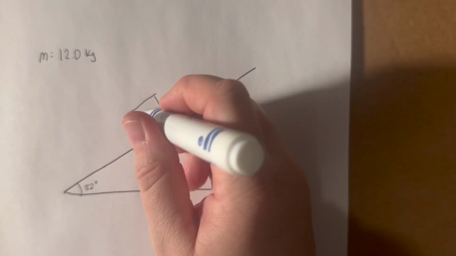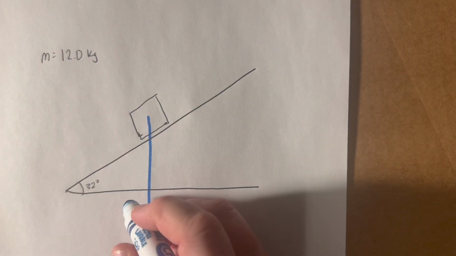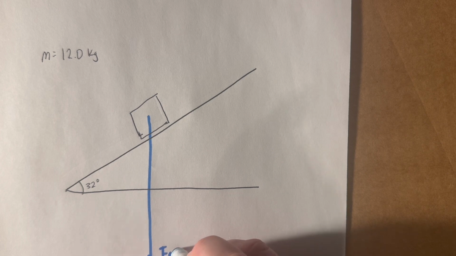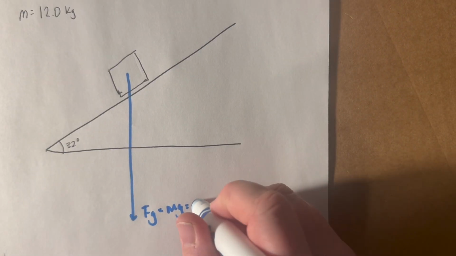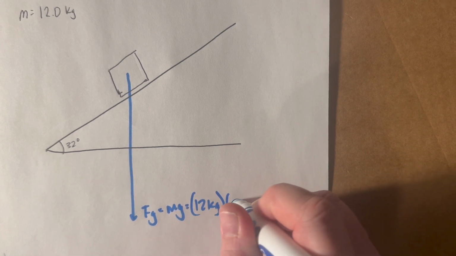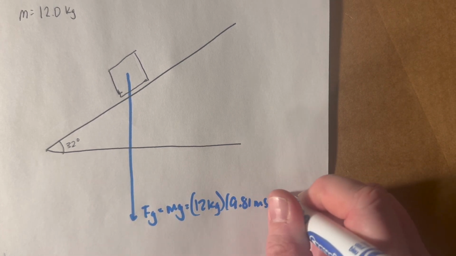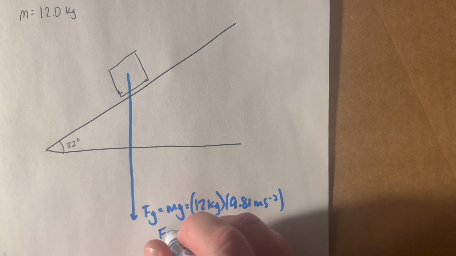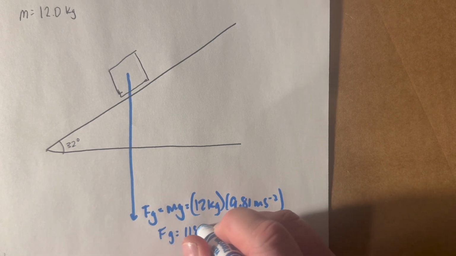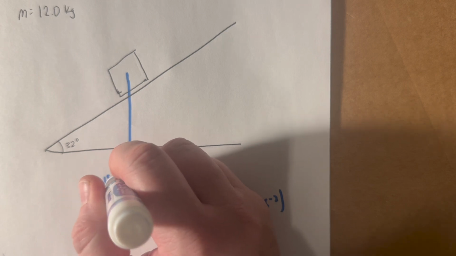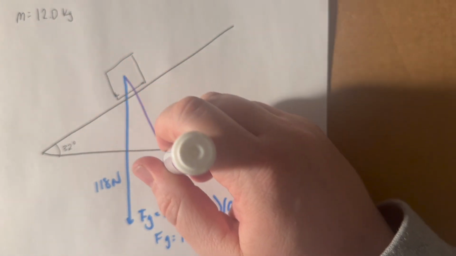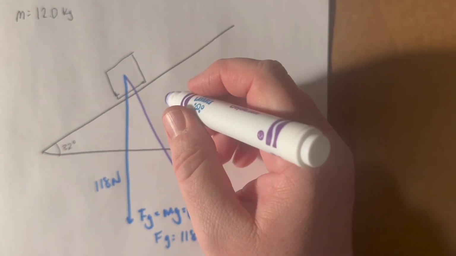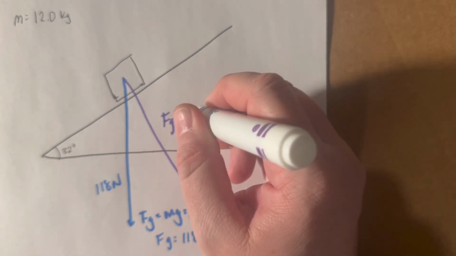Let's say we have a mass of 12 kilograms on an inclined plane of 32 degrees. And so Fg is mass times gravity, so 12.0 kilograms times 9.81 meters per second squared. And that will give us a force of gravity of 118 newtons. Now we need to break that up into what's happening in the x and the y directions. And so we can draw those on there. Here's our Fg of y. It's going against the surface.